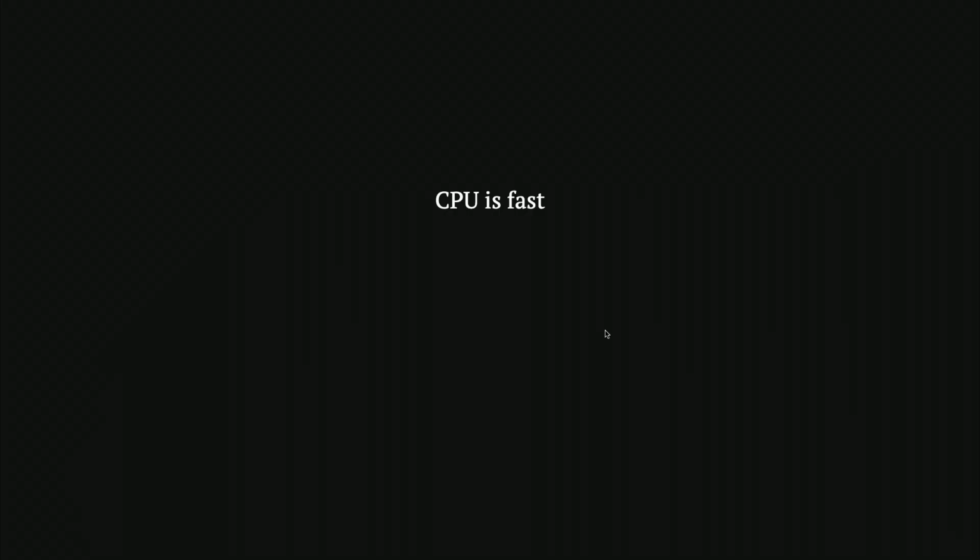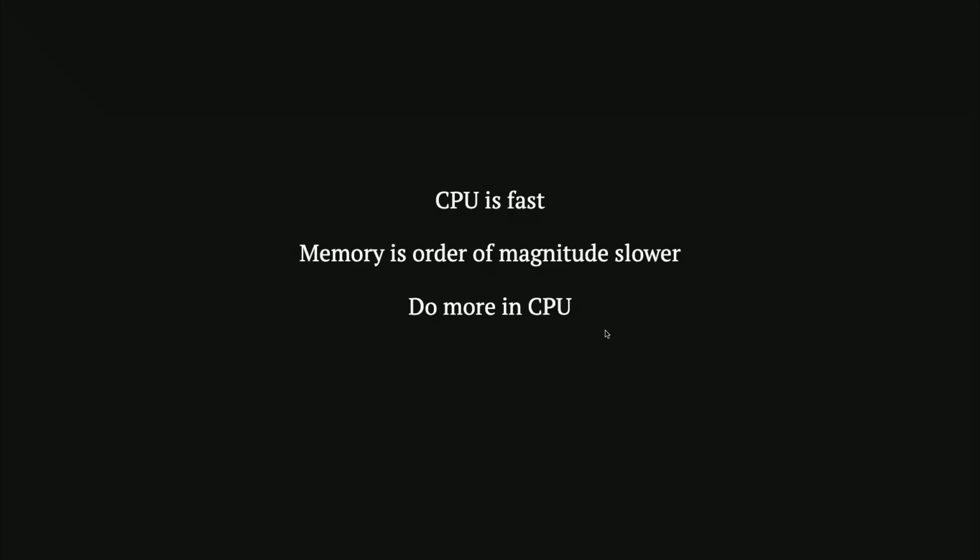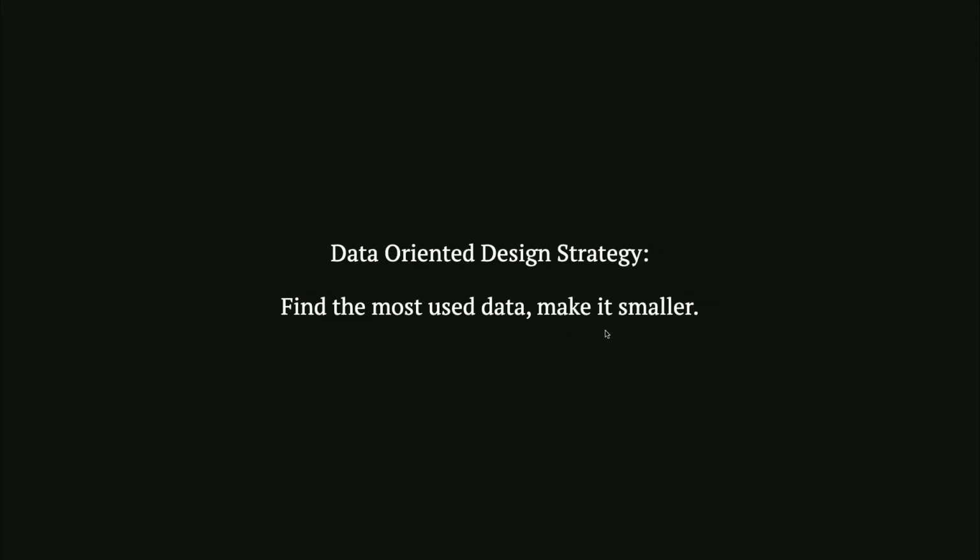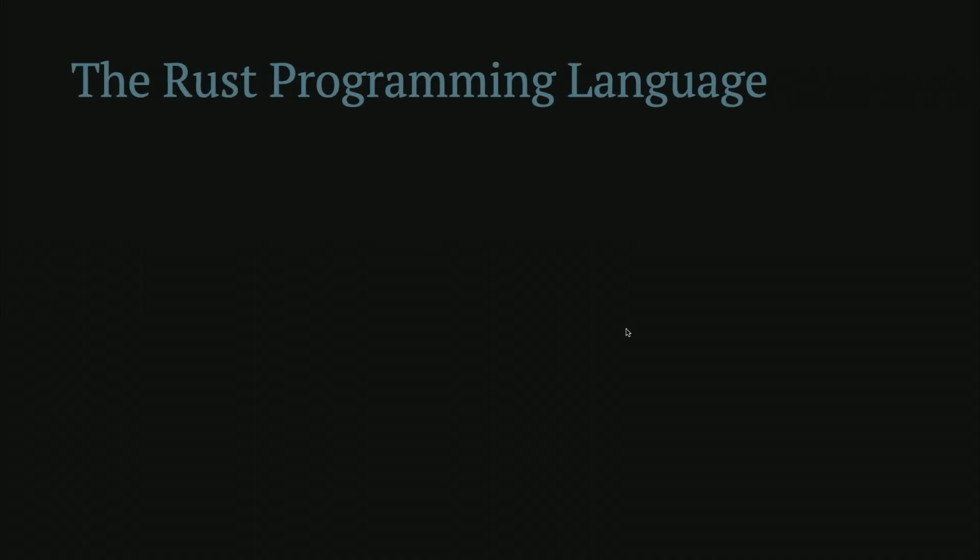So in a computer, the CPU is really, really fast. It's like 1,000 times faster than the memory. And memory is an order of magnitude slower. So what you want is to do more in the CPU and do less in memory. The data-oriented design strategy is: find the most used data, make it smaller. I'll say it again. In a program, find the most used data, and then try to make it smaller in memory and try to do fewer memory allocations.